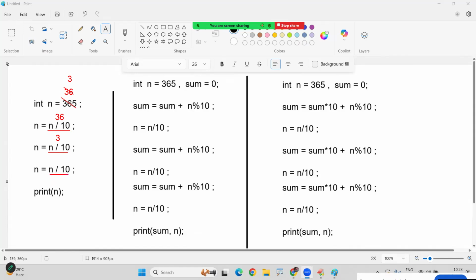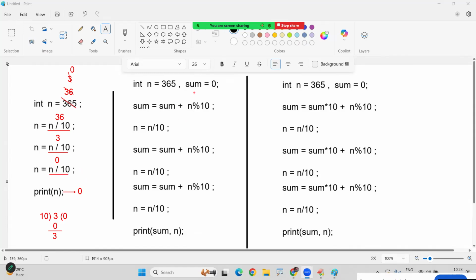Next one is 3 / 10, which is 0. Look at this. When you divide 3 by 10, it's not divisible, the remainder is 3. But here we are using divided by, which means the quotient, 0. When you remove that last digit, that 0 will be stored into this n. Finally, that n value becomes 0. So when you print, the output is n value 0. Got it?